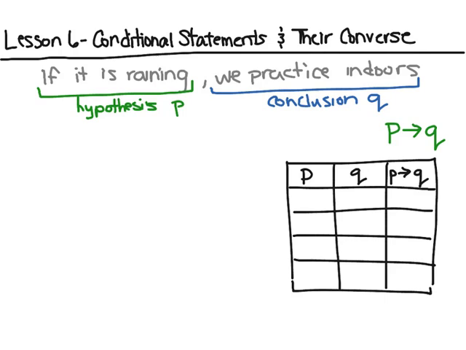So what we're going to do is show when things are true and when things are false. So first we want to decide what a true statement is. If it is raining is true, the false statement would be it is not raining. So this would be the false statement, this would be the true statement. We practice indoors is true. The false would be that we practice outdoors. So it's the opposite.